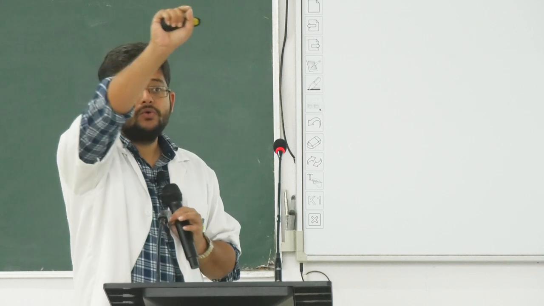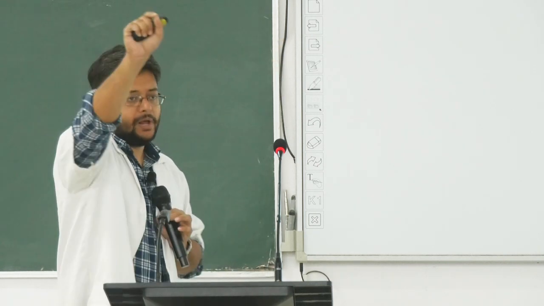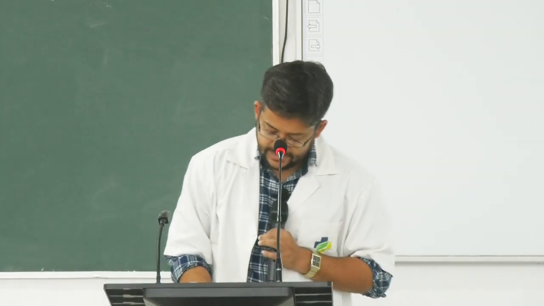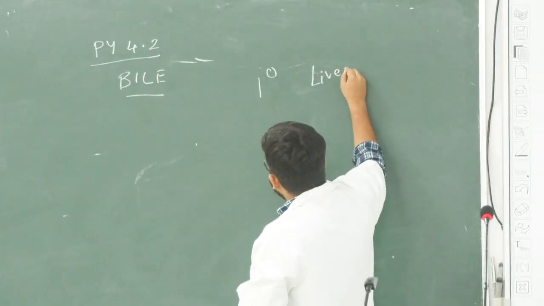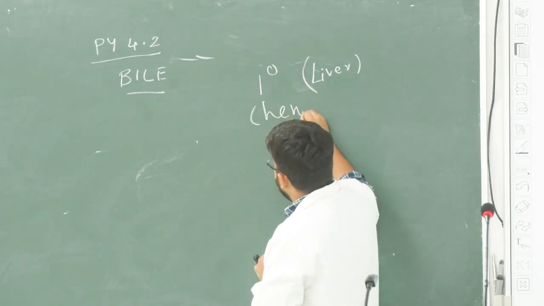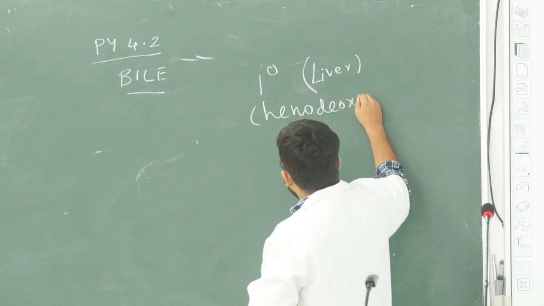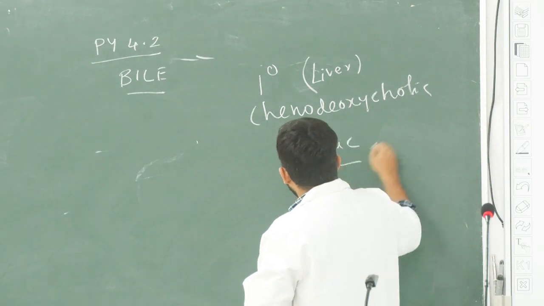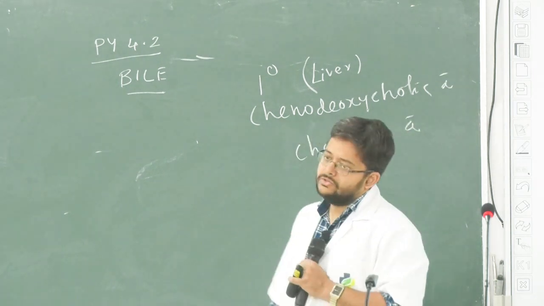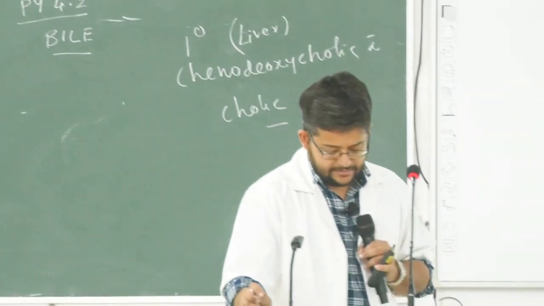Now, there are two types of bile acids: primary bile acids and secondary bile acids. Which are the primary bile acids? Acids which are synthesized in the liver. Primary bile acids are cholic acid and chenodeoxycholic acid. These are synthesized in the liver.